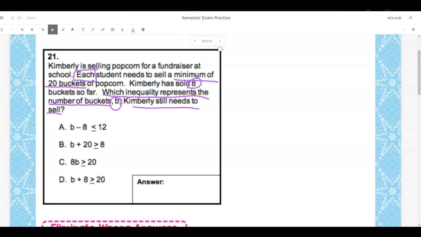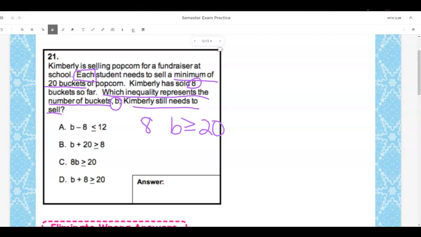Okay, so I know that she sold 8. She needs to sell some more, which is going to be my B value. This is what she needs to sell. And let's look at that 20. Figure out which inequality needs to go with that. It says she has to sell a minimum of 20 buckets. So she has to get at least to 20. So that means she can do 20. She can do greater than 20, but she cannot do less than 20. Okay, so let's see which one of these inequalities makes the most sense.